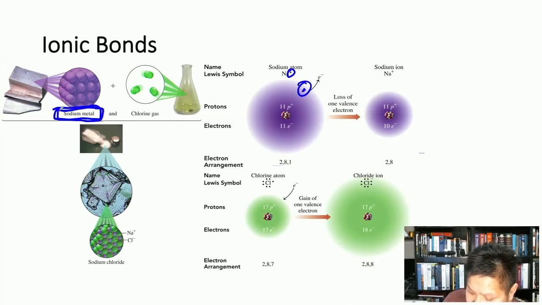But then you have chlorine gas, which has 7 electrons.